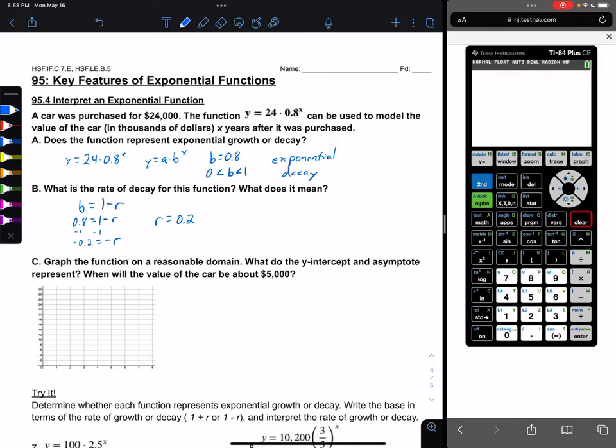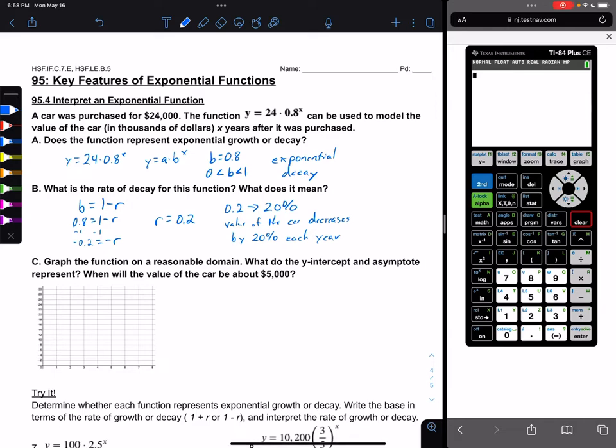And what does that mean? Well, 0.2 is the same as 20%. So what that's telling us is that the value of the car decreases, right? That's our decay. So it decreases by 20% per year. Or let's say each year. Let's rephrase that. It decreases by 20% each year.